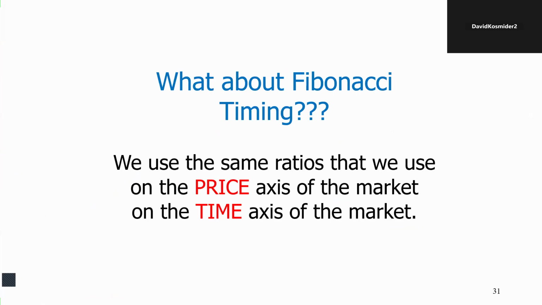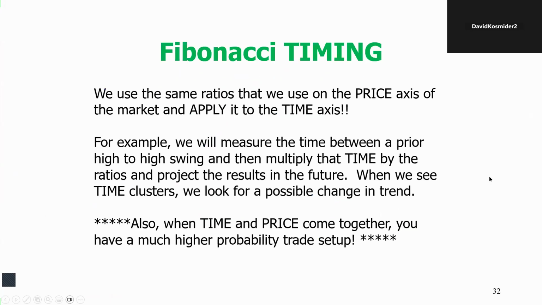But what about Fibonacci timing? So I know that there's some of you that are not familiar with timing yet, but we use the same ratios that we use on the price axis of the market on the time axis of the market. Okay, so for example, I'm going to measure the time between a prior high to high swing and then multiply that time by the ratio and project the results in the future. So let's say it was 100 days and you multiply it by 618, and then you count forward by the bars, and then that gives you a point on the chart.